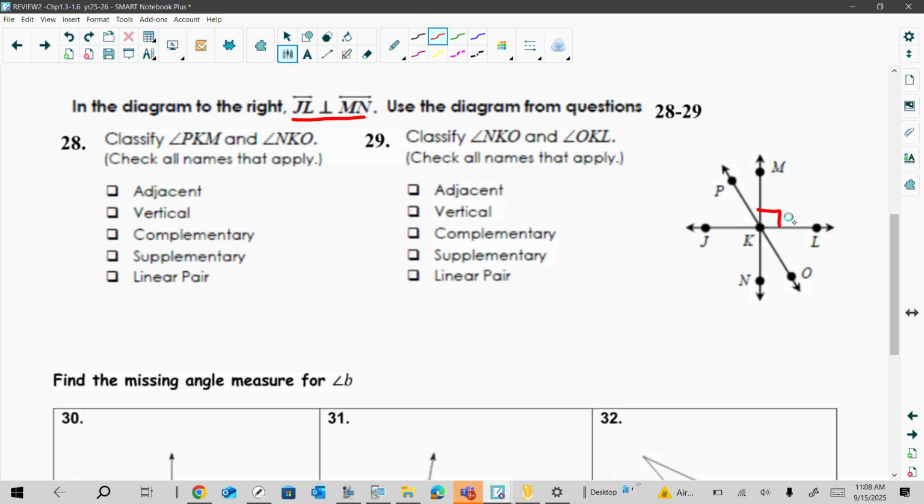So classify the given angles here. They want us to classify angle PKM, P to K to M, that's that angle there. And angle NKO, N to K to O, that's that angle. Do we see the relationship between those two? Which one are we checking off? Vertical. They're not complementary. They're just vertical. Complementary means they equal 90.